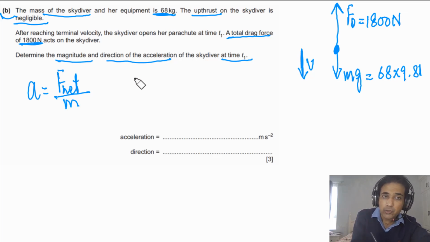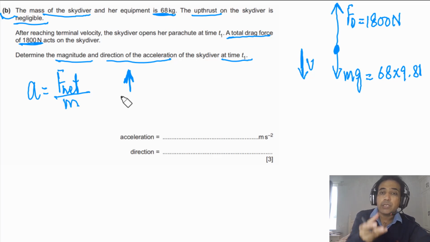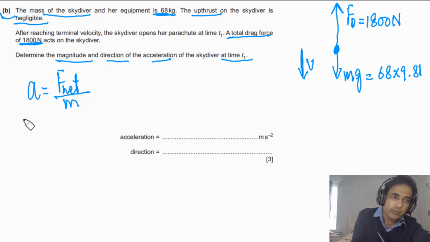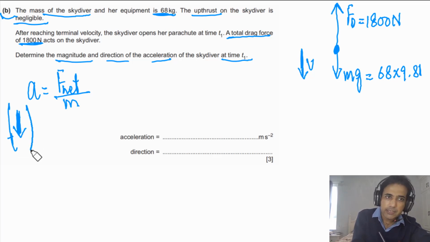Now we need to decide on one direction. By convention we take up as positive. So you can take up as positive, you can also take down as positive. So let's clear this one and try to understand this with the help of downwards is positive. So we can take down as positive, so this direction we can decide as positive.